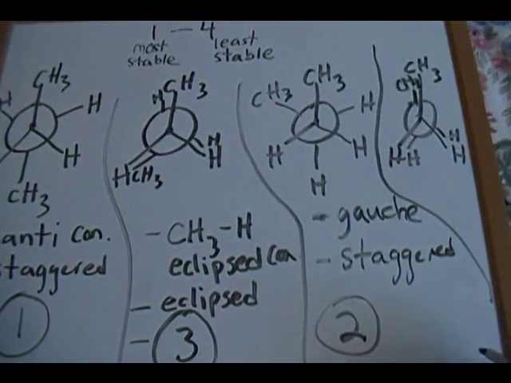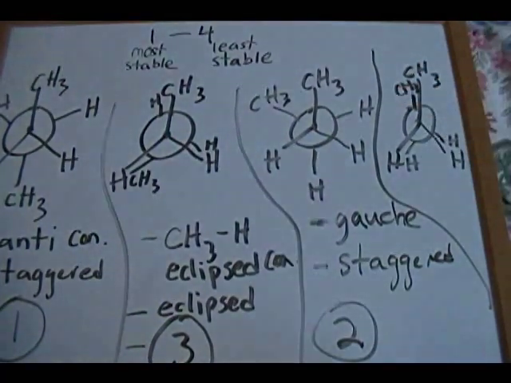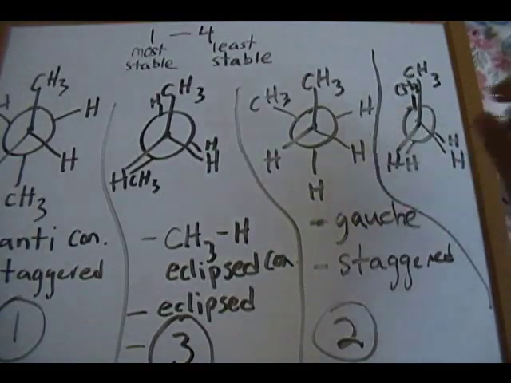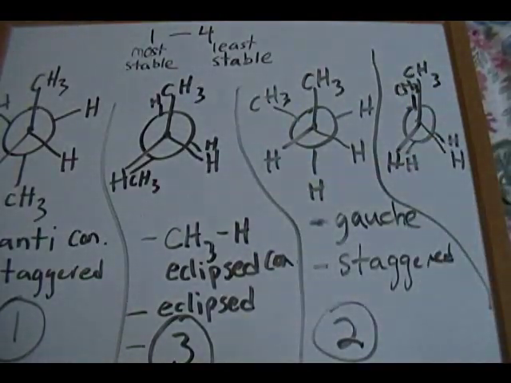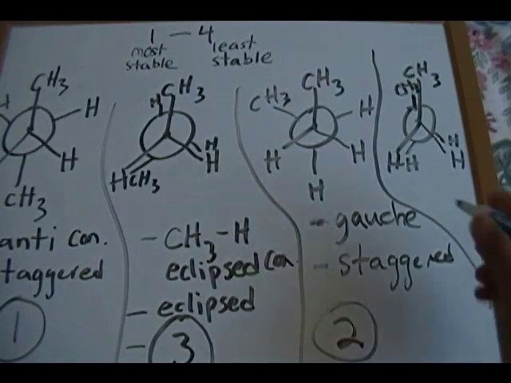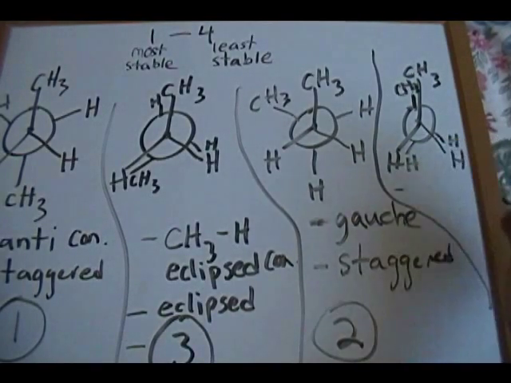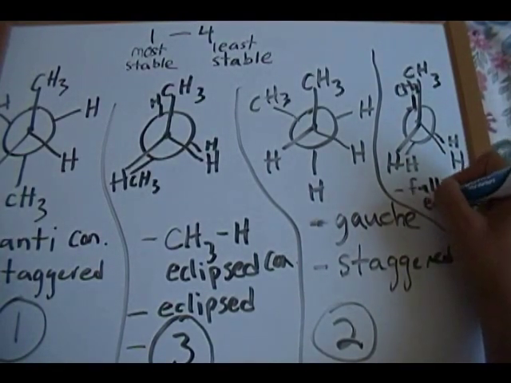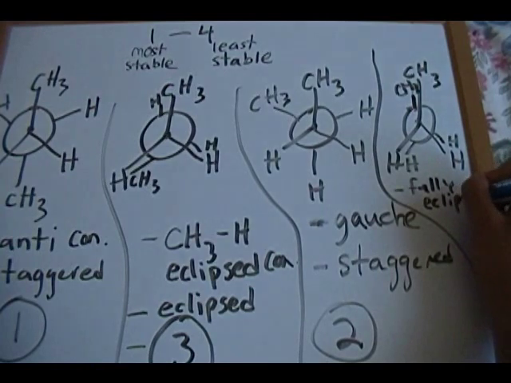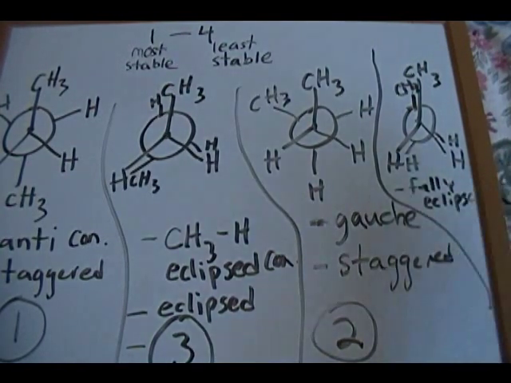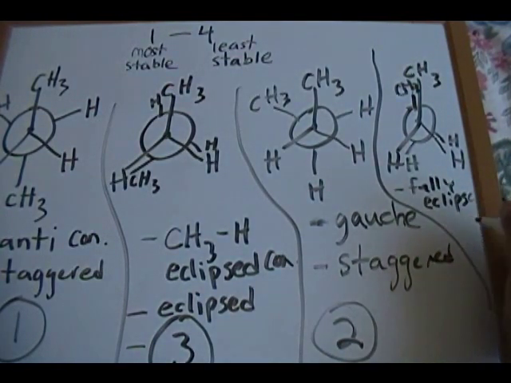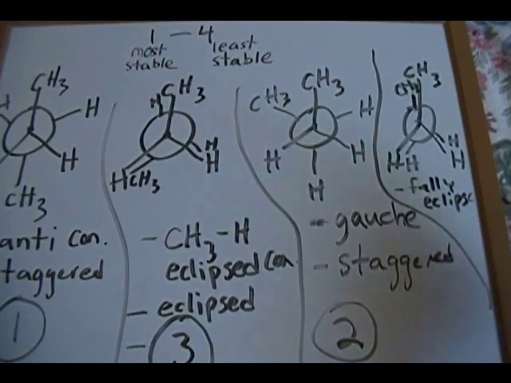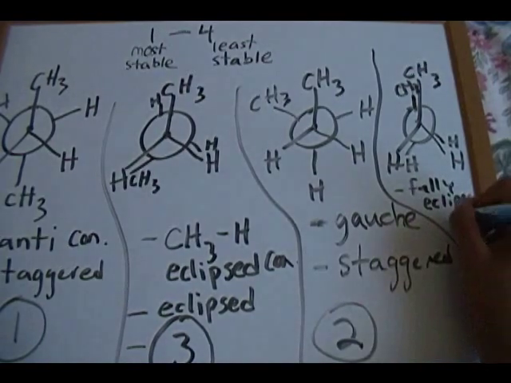So there you have it. You have both methyl groups right there eclipsing each other. The H is eclipsing, and the other H is eclipsing. So this results in greater energy, and you can make it simple and call it fully eclipsed. Fully eclipsed. And clearly it is eclipsed, and on the scale of 1 through 4, this will be number 4.